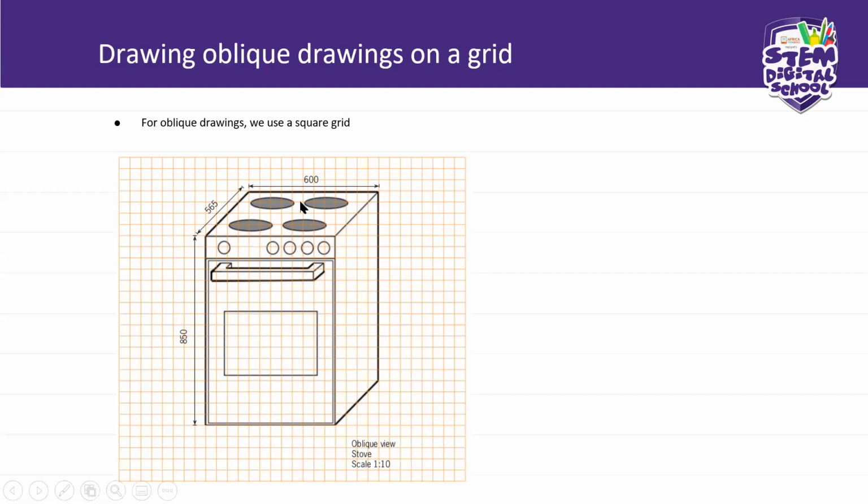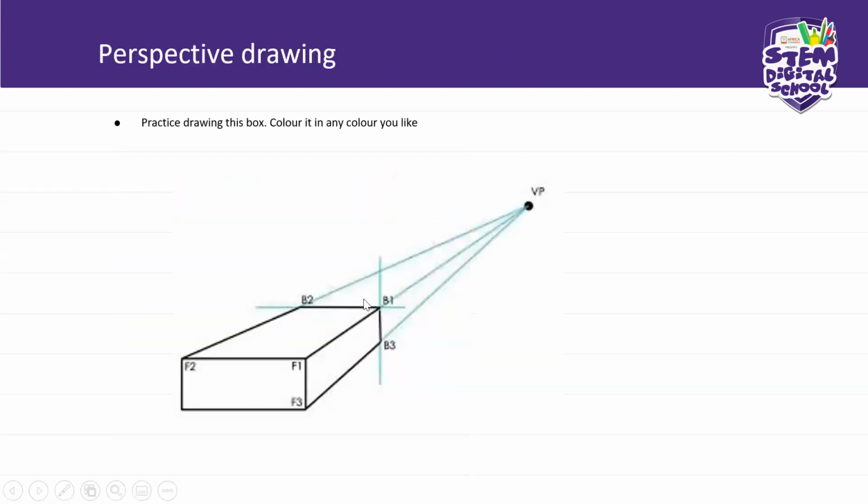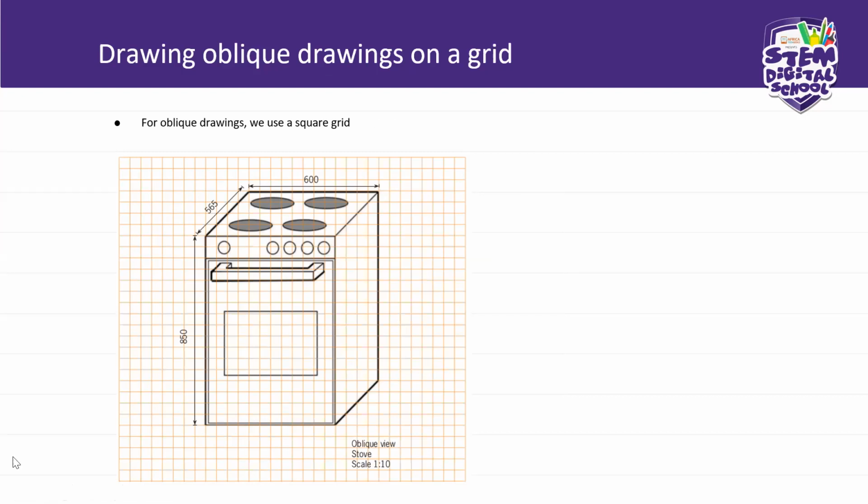And also take note of the dimensioning. Look at the arrows, the dimensioning arrows, and where you write the measurement. This is where you write the measurement. You don't write the units, you only write the measurement. We know that the measurement is in millimeters. This is an oblique drawing.